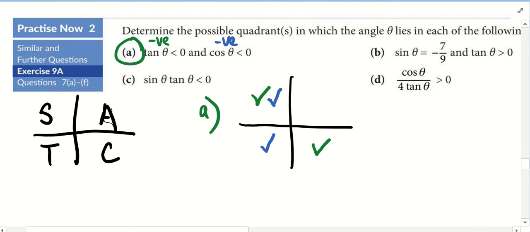Okay, my working is done already. The answer is there. It must fulfill the green one. It must also fulfill the blue one. Which quadrant does it fulfill? So the answer, second quadrant. Finish.